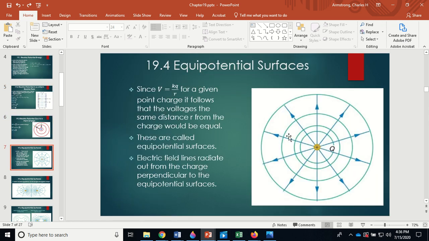So there's a positive charge, and if you just had a point charge like this, then the voltages and so on. Since V equals kQ over r for a given point charge, it follows that the voltages at the same distance r from the charge would be equal. So in other words, we take this circle here, and the voltage will be the same around there.